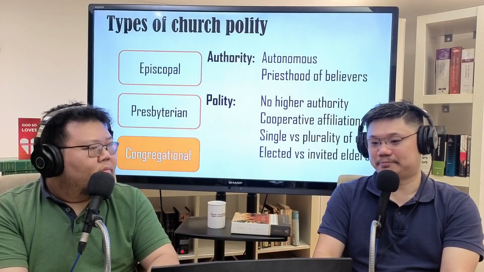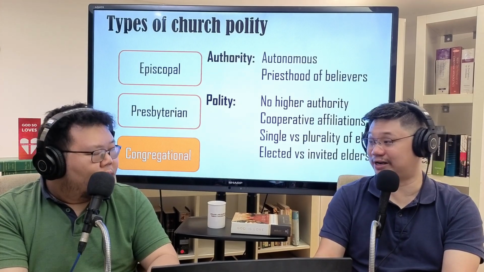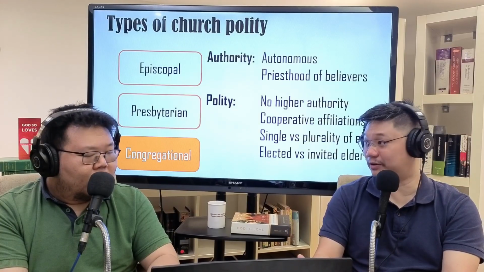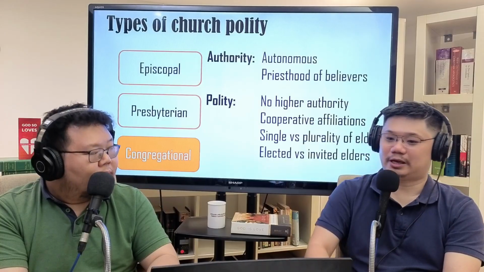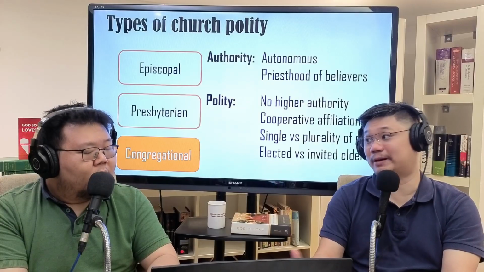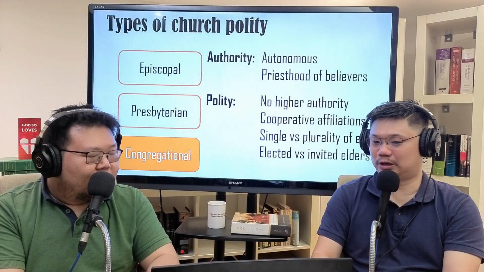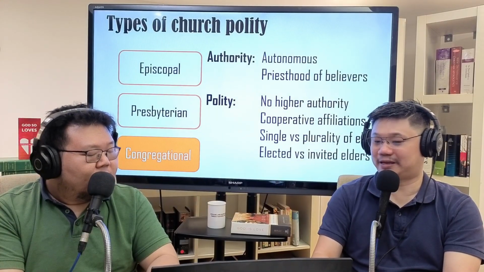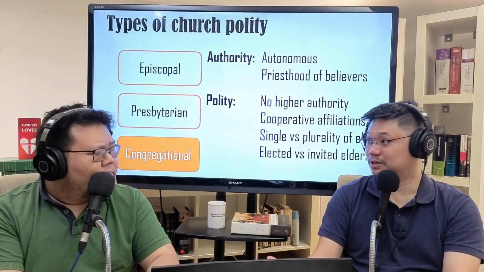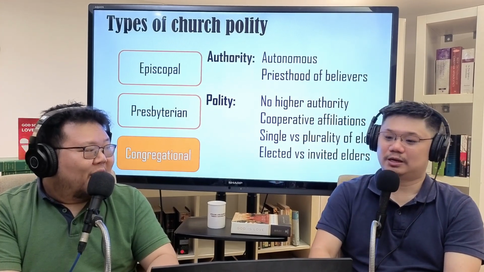There is also the debate about single elders versus plurality of elders. Some congregations have a single elder, a senior pastor who runs the show. And there are other churches with a plurality of elders, maybe an odd number so that there's a tiebreak. And there is also talk about how we appoint these elders. Some would go the route of election. We run an election for the board of elders, right? So it's like politics.